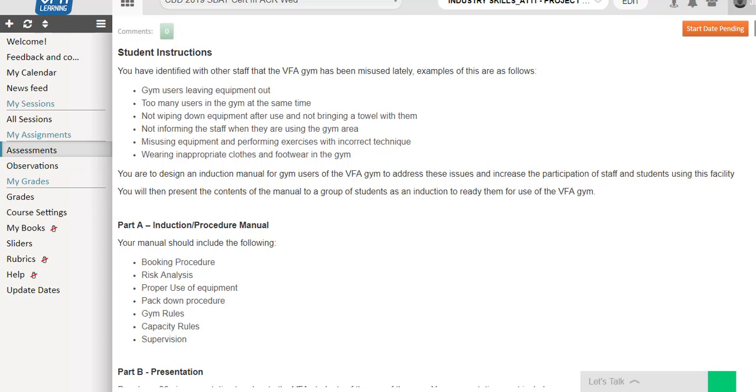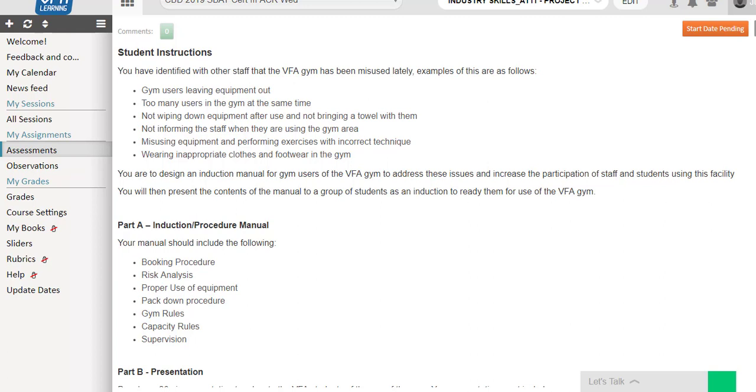So the manual needs to include the following: the booking procedure. So if you want to book the VFA gym, risk analysis. Now we don't need you to do a risk analysis because that's been done in other areas, but some information on how and when risk analysis should be performed.